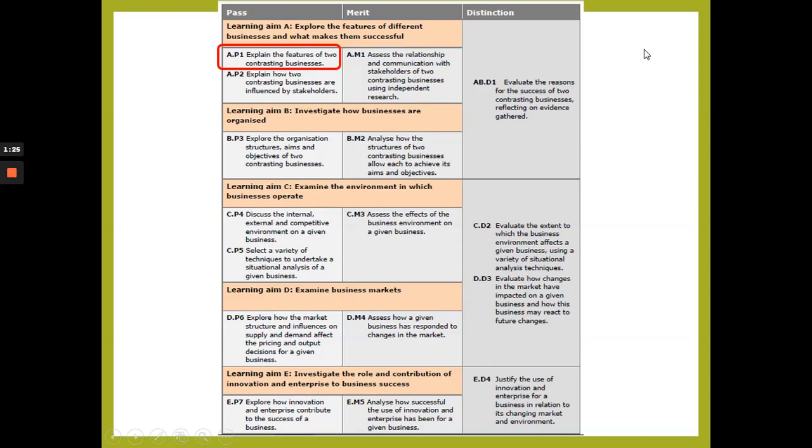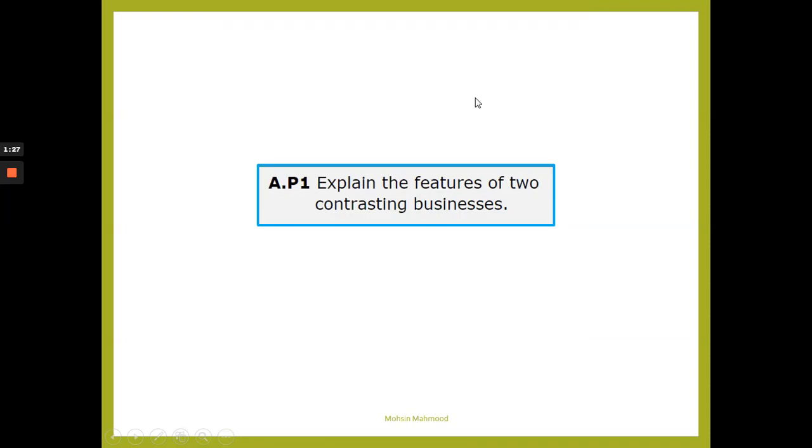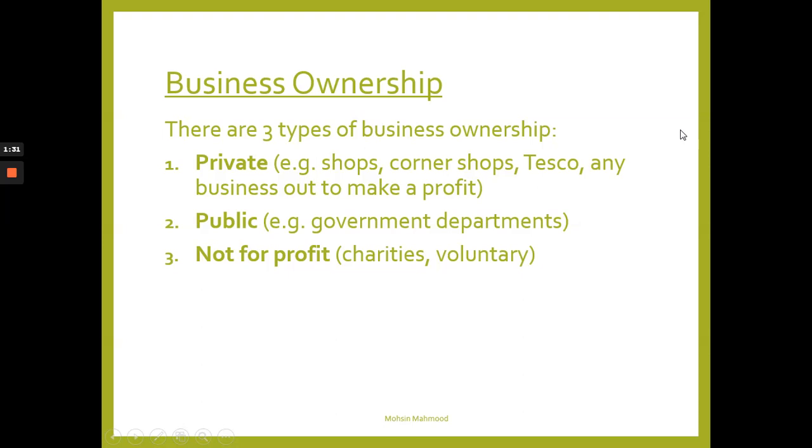So explain the features of two contrasting businesses, and again we're looking at learning aim A1. So business ownership: there are three types of business ownership: private, public and not-for-profit. Any business in the UK will have to come underneath one of these types of business ownership.